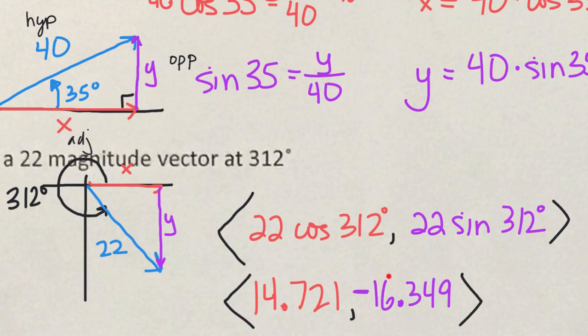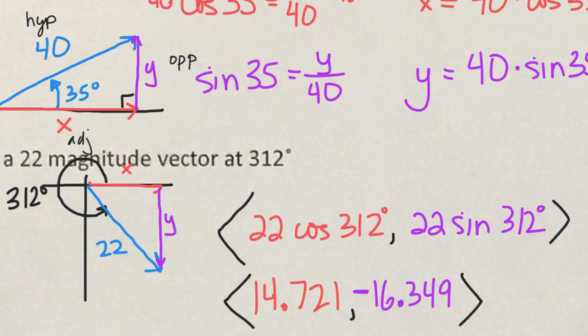Okay, so notice that the y value came out to be negative, which is exactly what we expect if our vector is in the fourth quadrant. In the fourth quadrant, we have positive x values and negative y values. So that's why this came out to be a negative, because our vector is terminating in the fourth quadrant. And your calculator tells you that when we did sine of 312, that's a negative value. Very good.